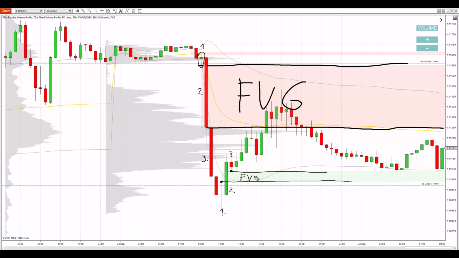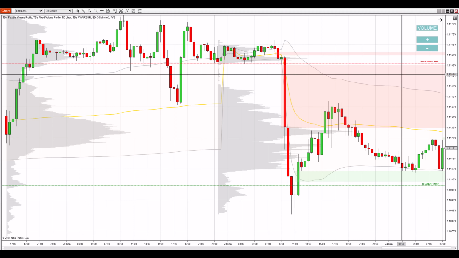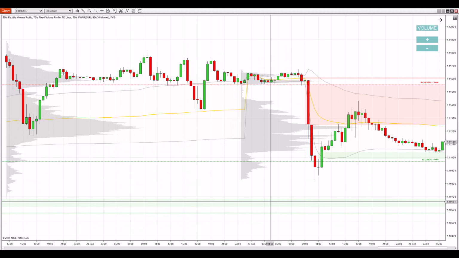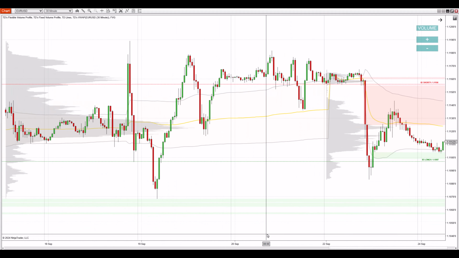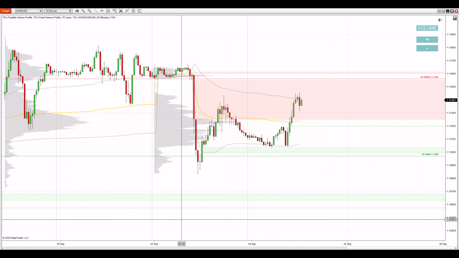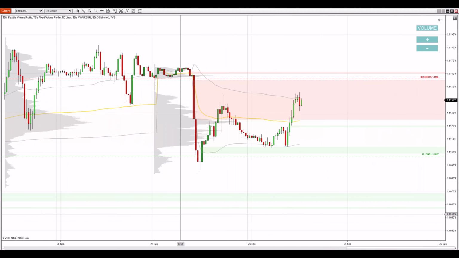That's a fair value gap. This one is a bullish fair value gap, right? So this is how the fair value gap looks. As you can see, the indicator draws them automatically. It draws only fair value gaps which haven't been tested yet. Those are the ones that I'm looking to trade.